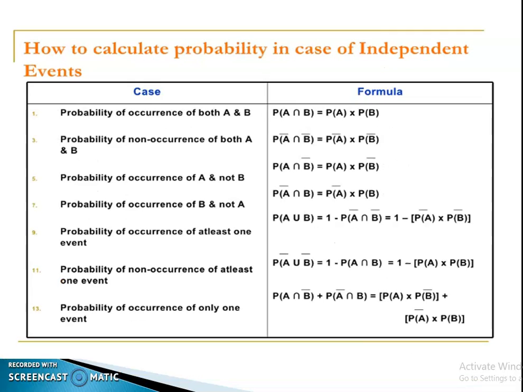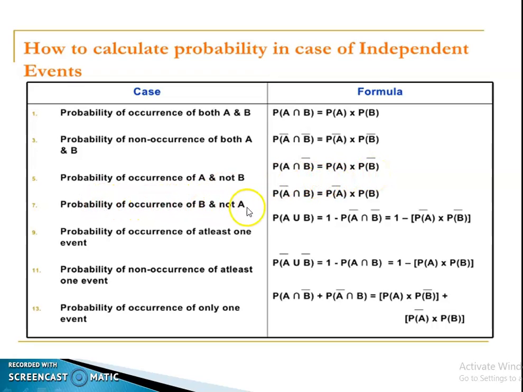How to calculate probability in case of independent events? Probability of occurrence of both A and B, probability of A intersection B equal to probability of A multiplied by probability of B. Probability of non-occurrence of both A and B, probability of A complement intersection B complement is equal to probability of A complement multiplied by probability of B complement. Probability of occurrence of A and not B, probability of A intersection B complement equal to probability of A multiplied by probability of B complement.